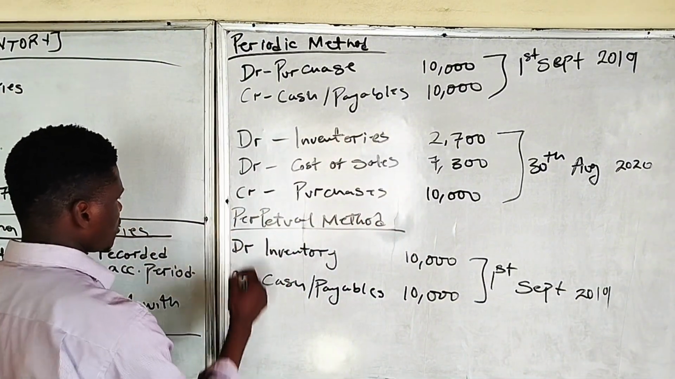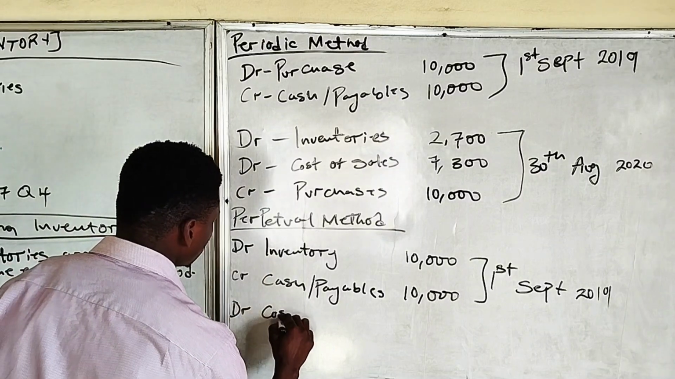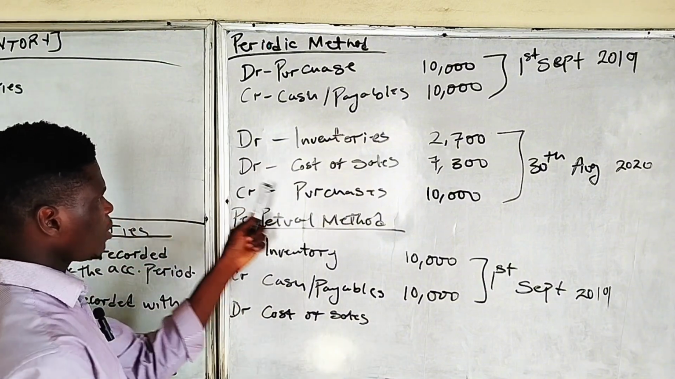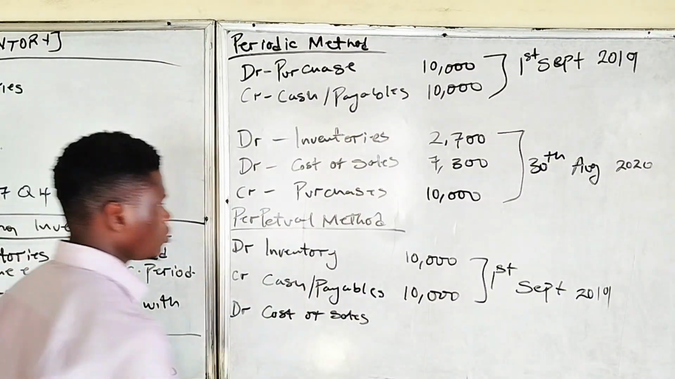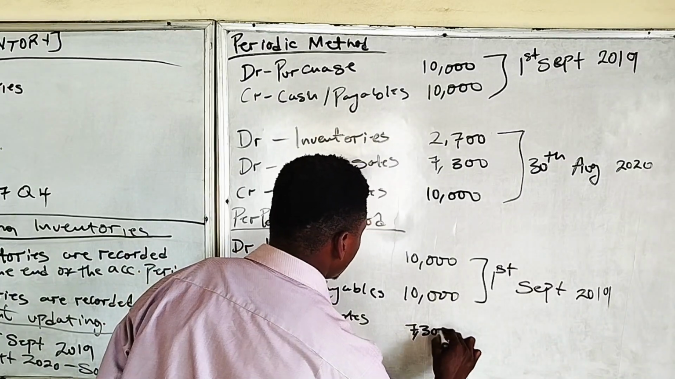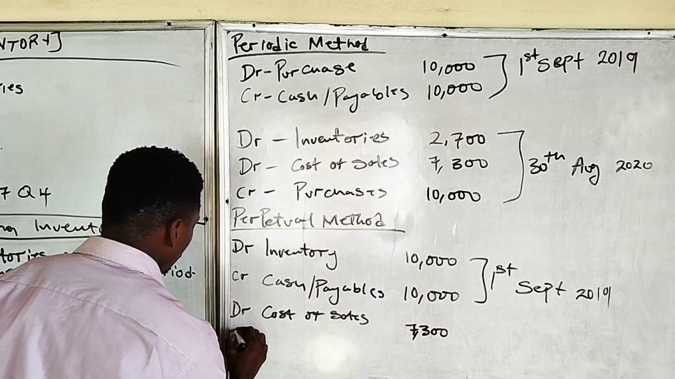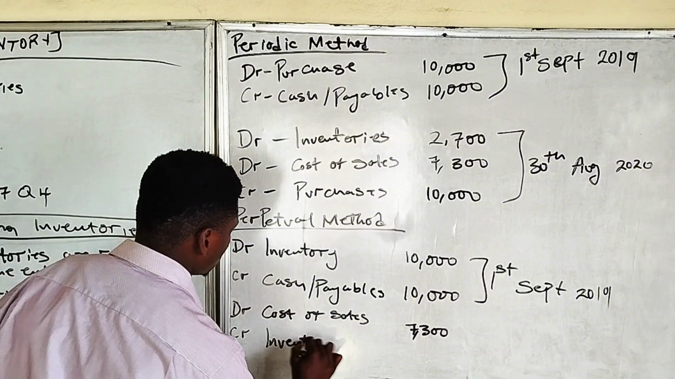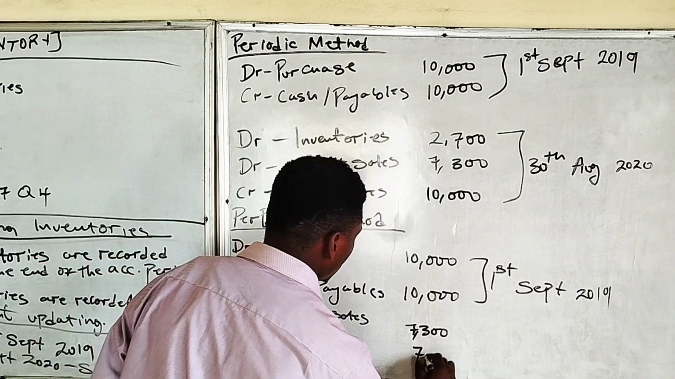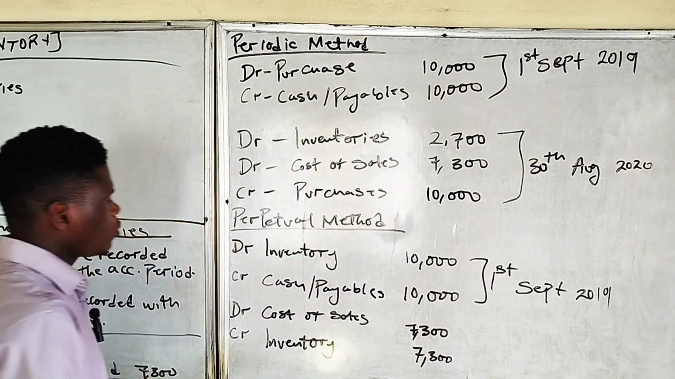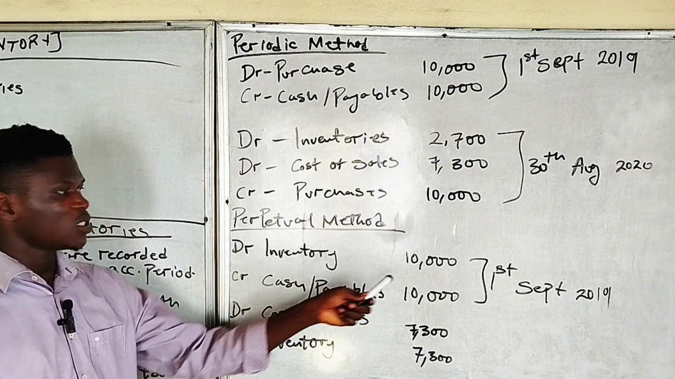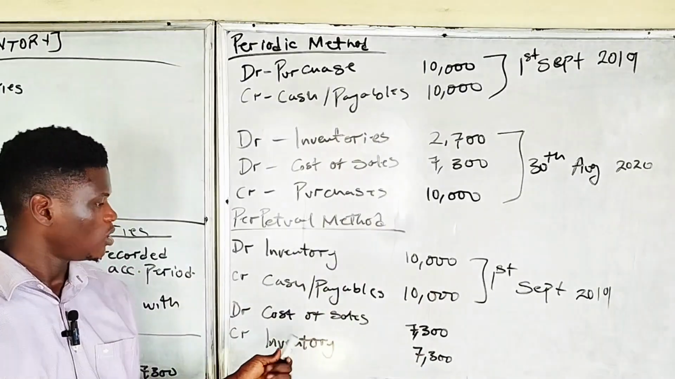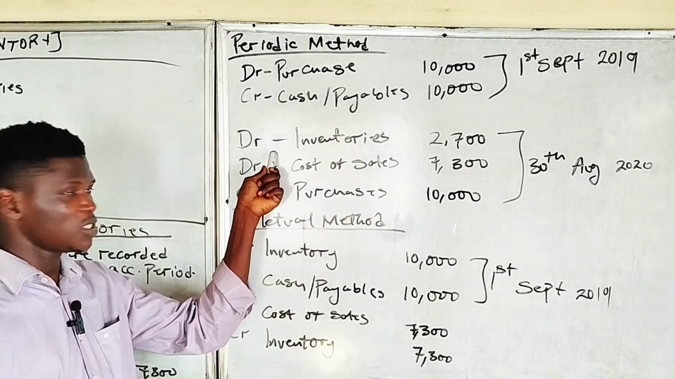So as at the year end, we debit cost of sale, the amount that was sold, 7,300. Then we'll credit inventory with 7,300. So we initially debited inventory with 10,000. Now we're crediting inventory with 7,300. It means that what will be left in inventory will be 2,700, which is the same as before.